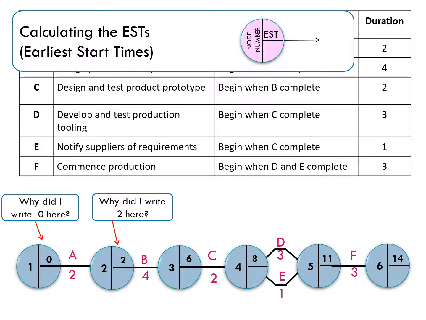If I go on one more to the right, what's the earliest time that C can start? Well, C can start when B and A are finished. A takes 2 weeks, B takes 4 weeks, so C can start after 6 weeks.